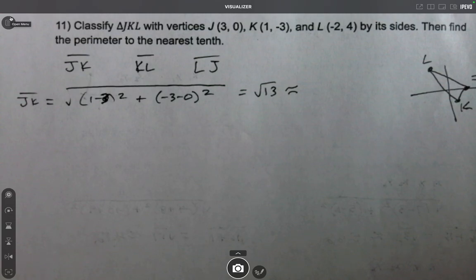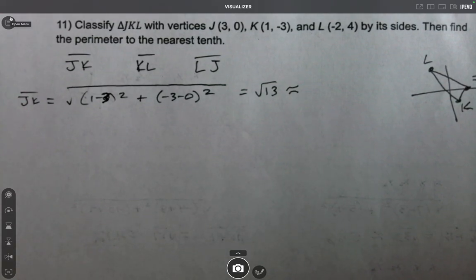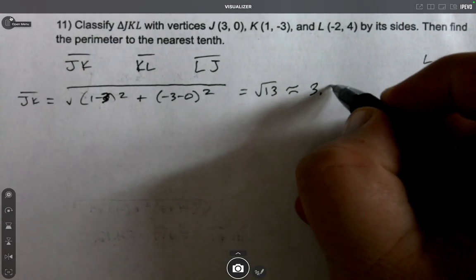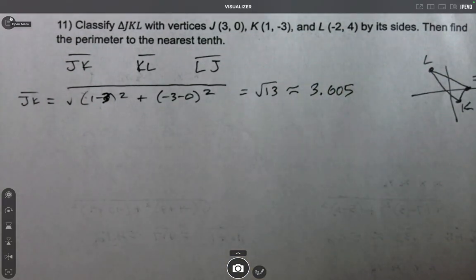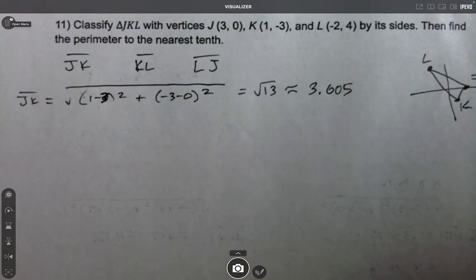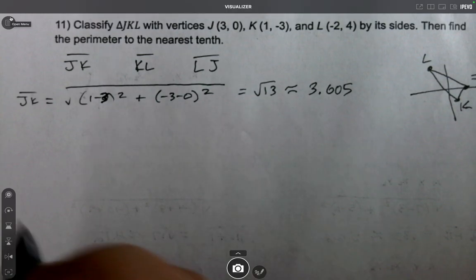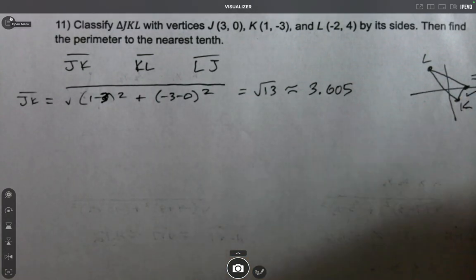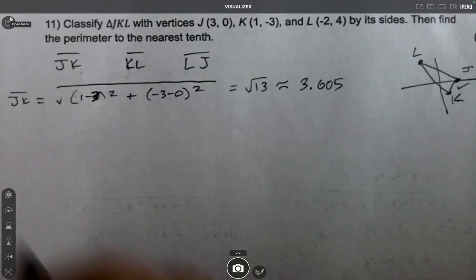The square root of 13 is 3.605. We're just rounding to the nearest tenth. I'm keeping some extra digits here so that when I add them together, I should get the correct tenth. Okay, so we've got this side covered. Now we'll do KL.